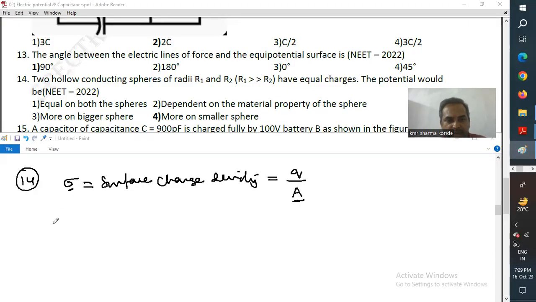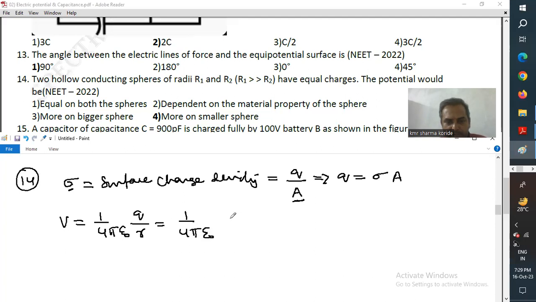Let us write the potential formula. V is equal to 1 by 4 pi epsilon naught Q by R, sorry. This potential is in terms of R only. So let us try to replace Q, as Q is equal to sigma into A. So therefore, 1 by 4 pi epsilon naught, Q can be replaced with sigma A. So this is going to be A divided by R. So therefore, suppose this is of radius R.